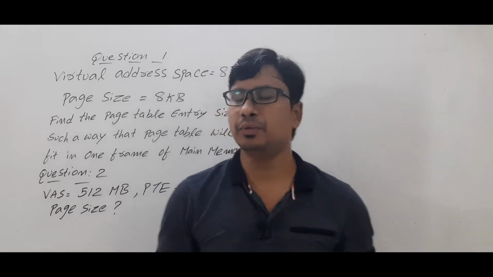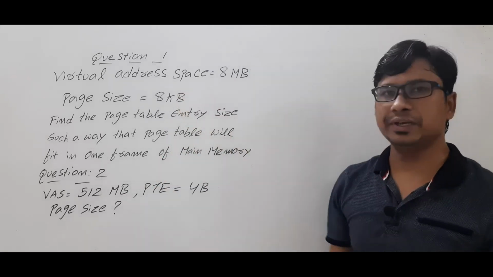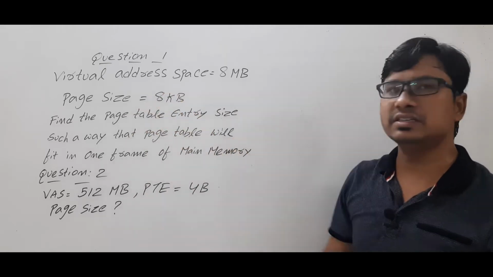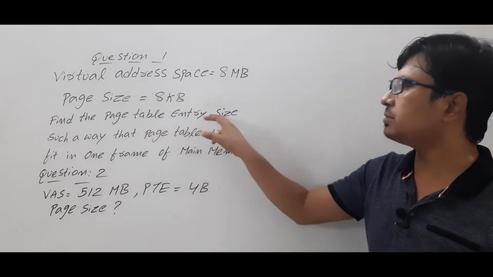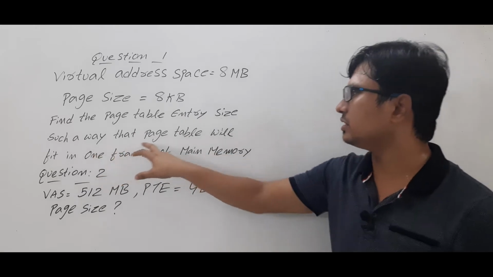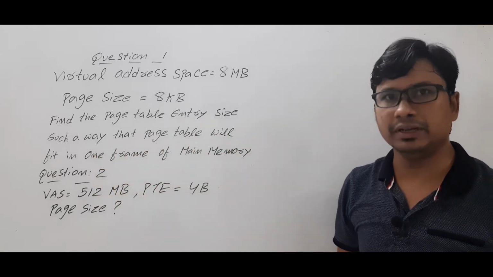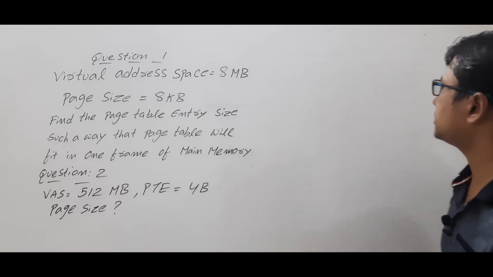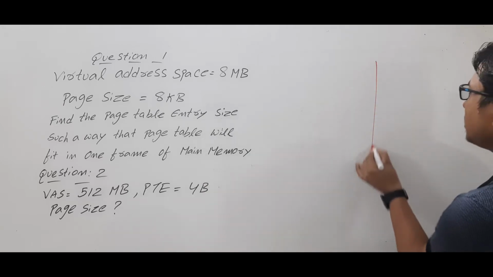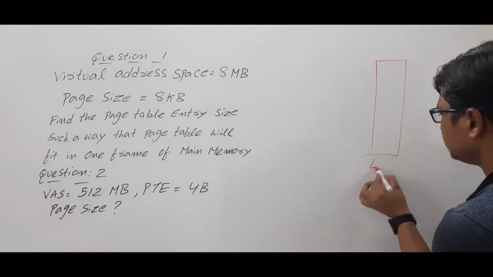Look at the question number 1. Virtual address space is 8 MB, page size is 8 KB. Find the page table entry size in such a way that the page table will fit in one frame of main memory. Okay, if you look at the question carefully, they have given the logical address space.